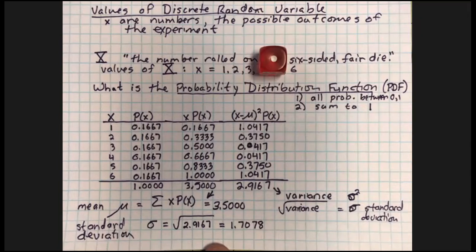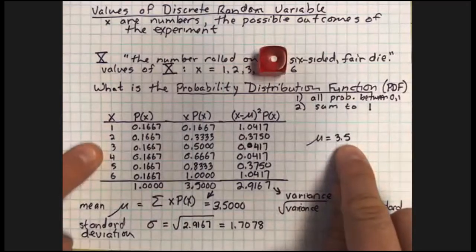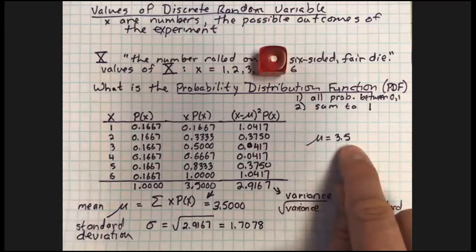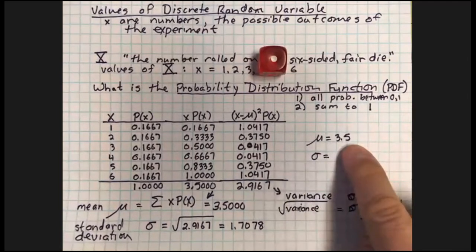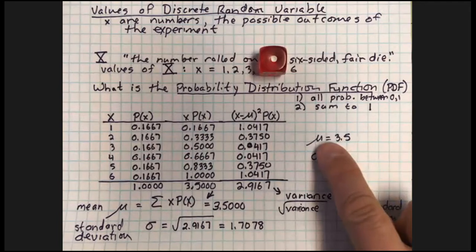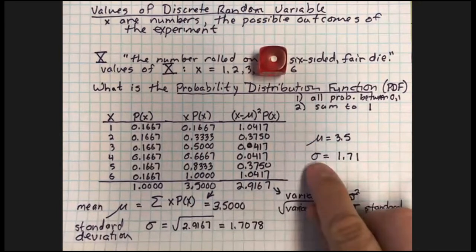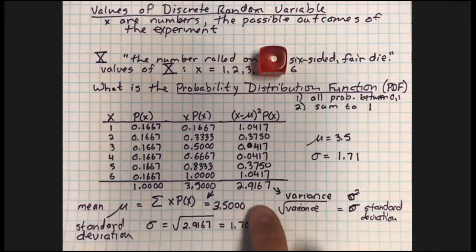Some people say it like this. The mean is 3.5, and they report one more digit of accuracy than the data itself. So the data went to the nearest unit, so the mean goes to the nearest half unit. And then the same thing with the sigma. Some people like to say it like this. Since I used the nearest tenth to report mu, the mean, I will go to the nearest hundredth to report sigma, standard deviation. But I won't have any problem if you use 4 digits all the way across. Make sure you round off properly.